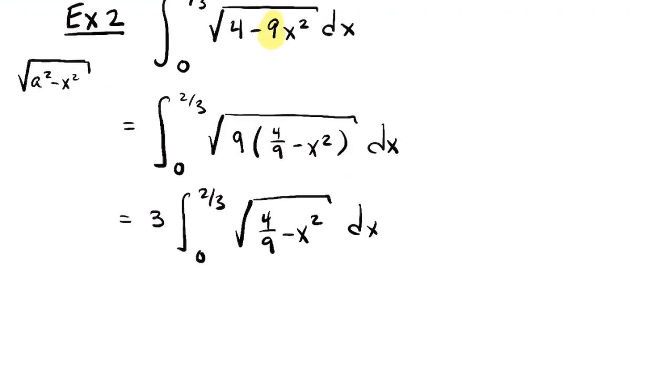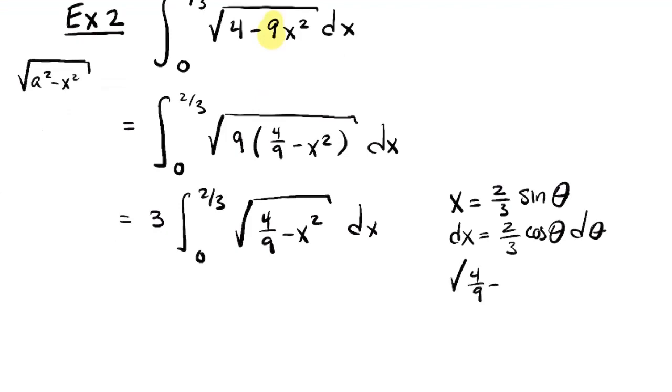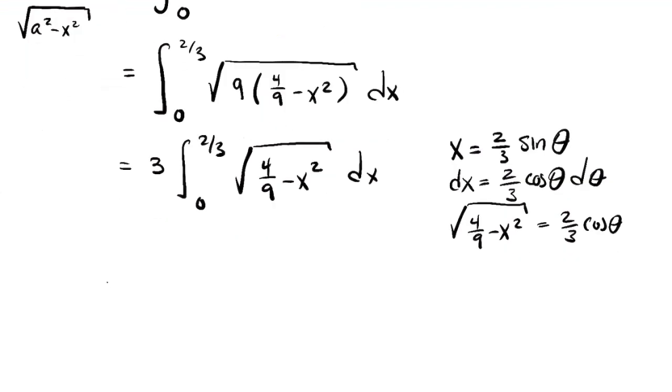Okay, so I'm going to do this over here. I'm going to let x equal 2/3 sine of theta. So dx is 2/3 cosine of theta d theta. And the square root of 4/9 minus x squared is going to become 2/3 cosine theta. Cool. So I've got a 3 out front. Hold on for those limits of integration. We just said the square root of 4/9 minus x squared becomes 2/3 cosine theta. dx is the same.